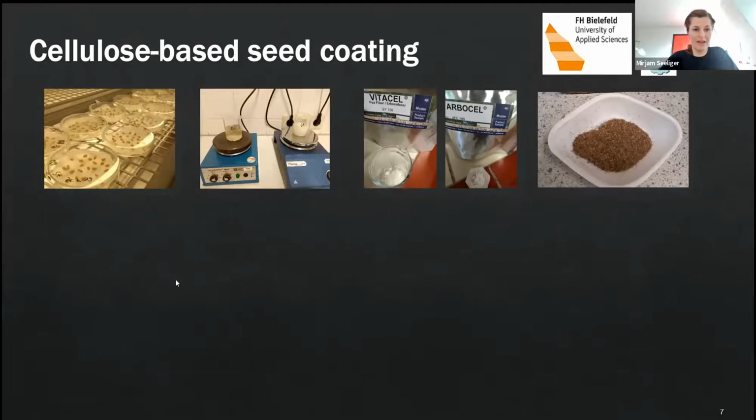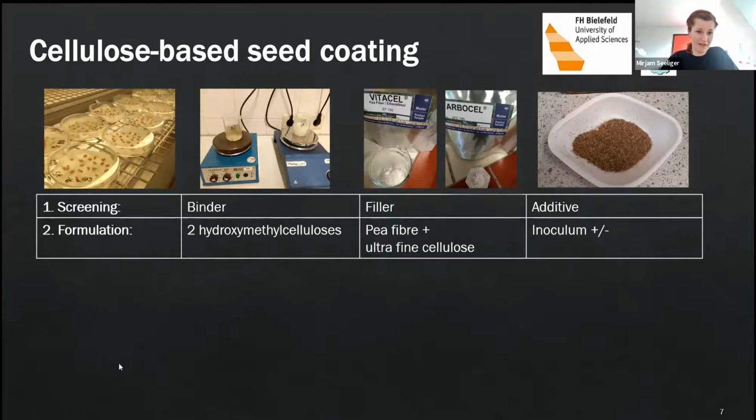much earlier. And for this, we did a cooperation with the University of Applied Science in Bielefeld, and also with two cellulose industries that provided samples of their compounds. For this, I chose hydroxymethyl celluloses as the binder substance to stick the inoculum and also the filler to the seed. So the filler in this case is the equivalent to the sand that we used in the field, because we wanted to give some volume to this inoculum.